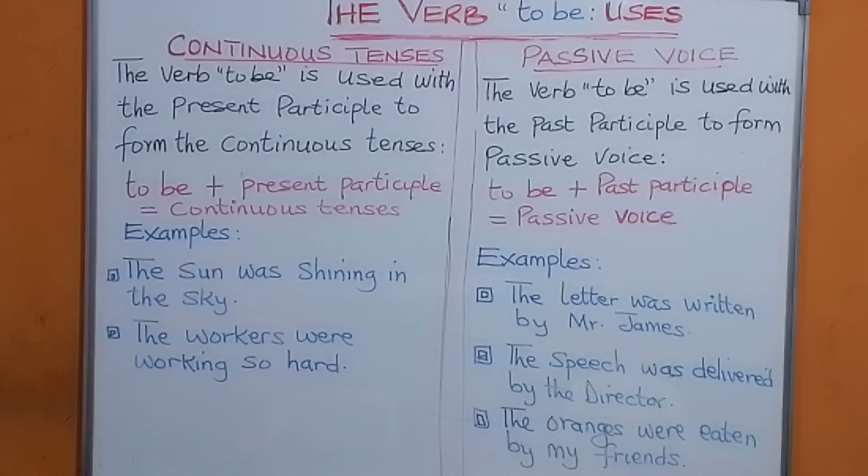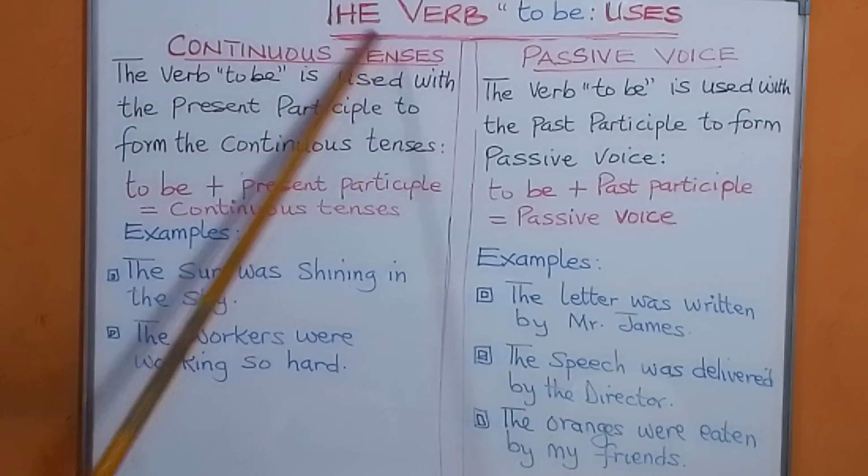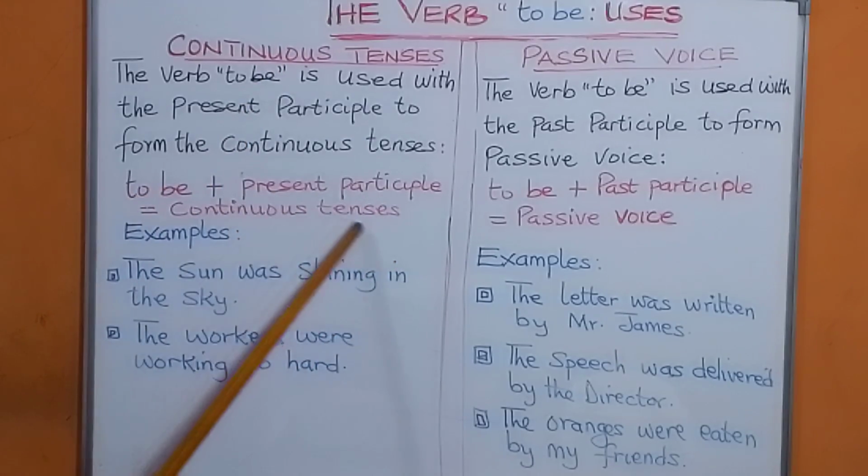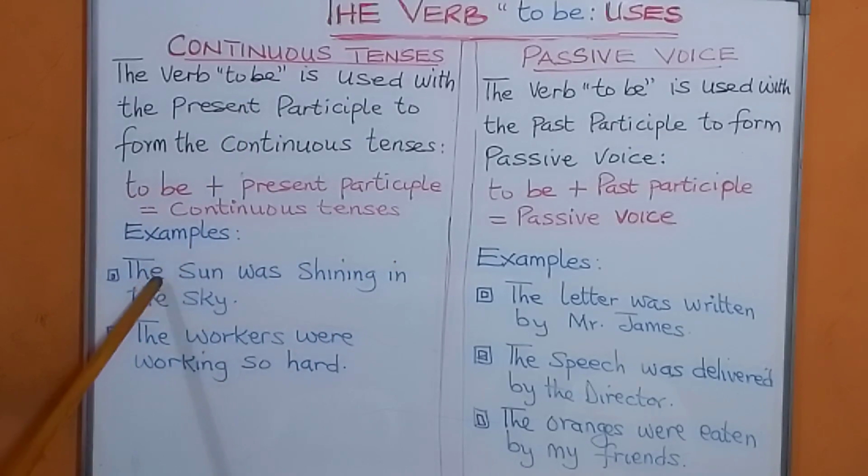Let's repeat that again. Continuous tenses: how do you do that? To be verb plus present participle will give you continuous tenses. For example, the sun was shining in the sky. Look at another one. The workers were working so hard.